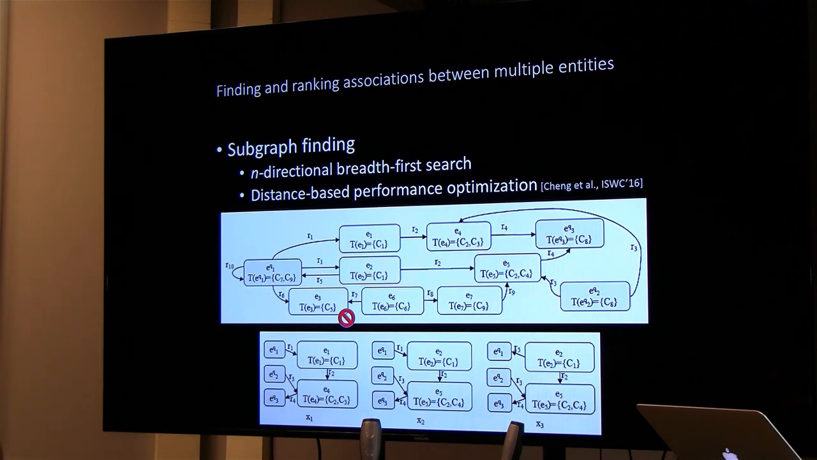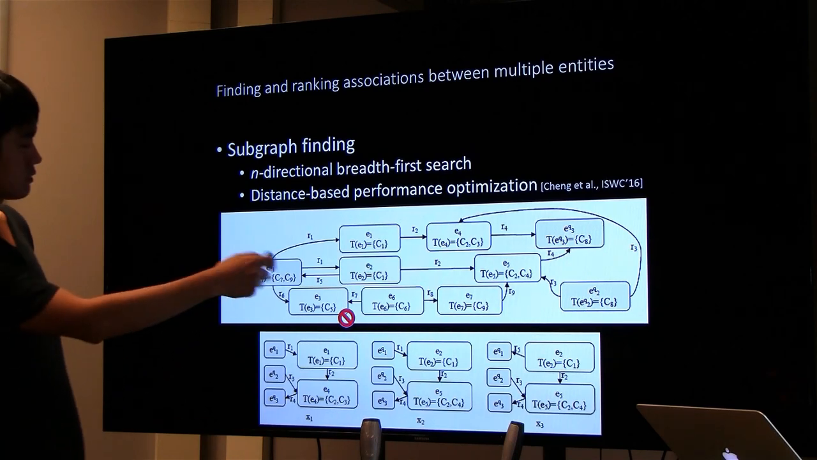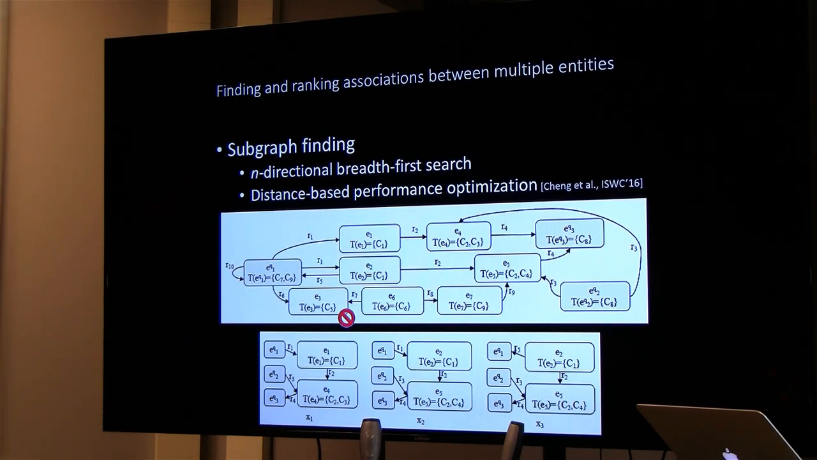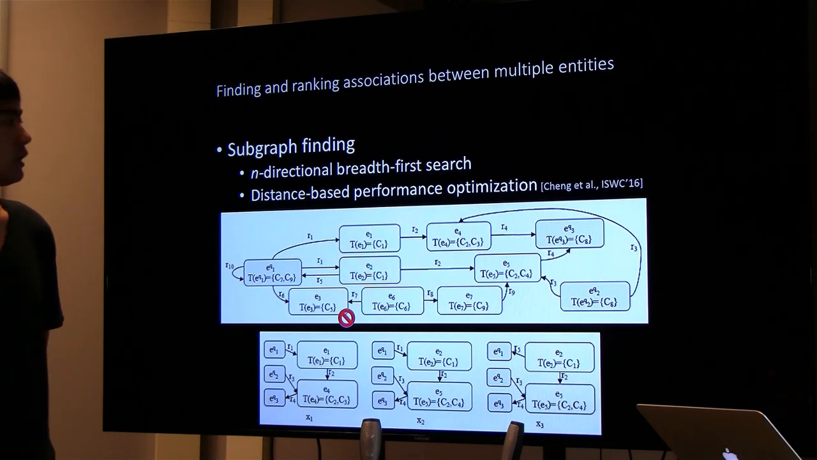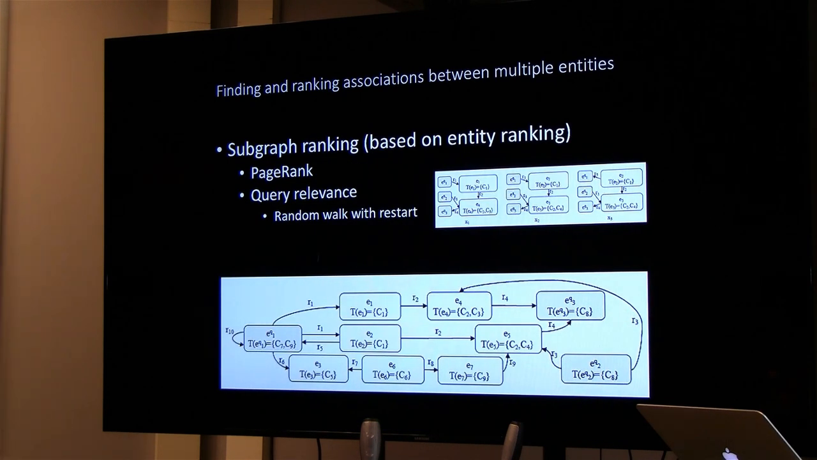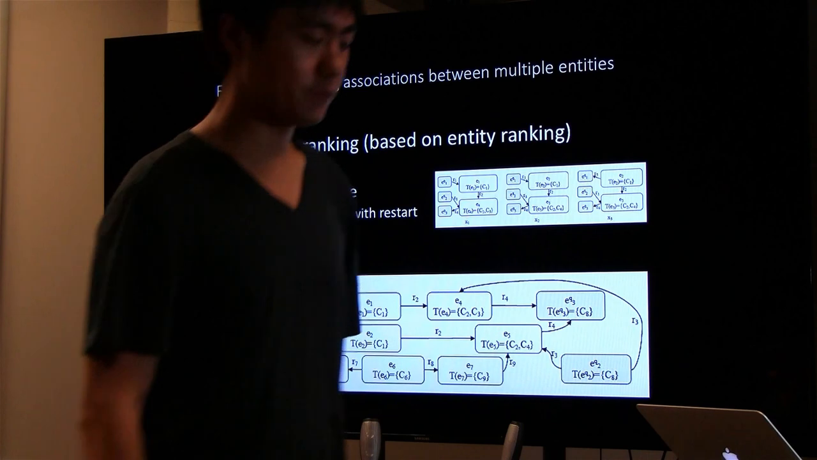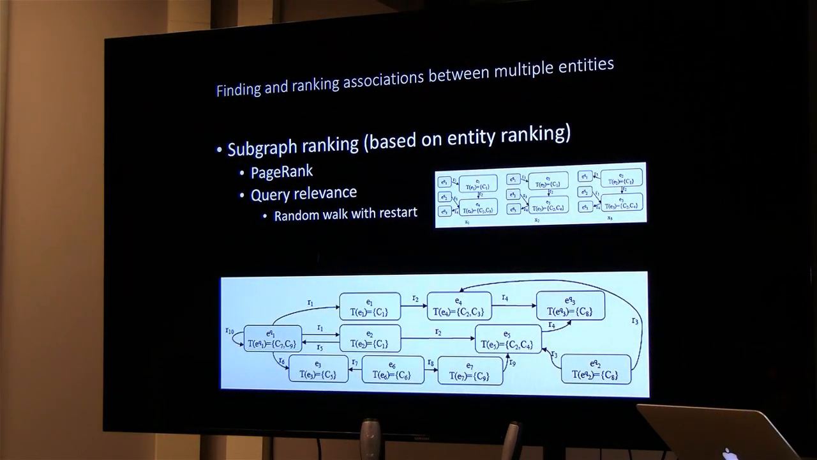That itself is a popular research problem, and we just use a state of the art work in this field, and it works fine. That's how we optimize the performance of finding subgraphs or finding paths in a very large graph. We may find a lot of subgraphs as associations between multiple entities, and we can do some ranking work. So let me just summarize.